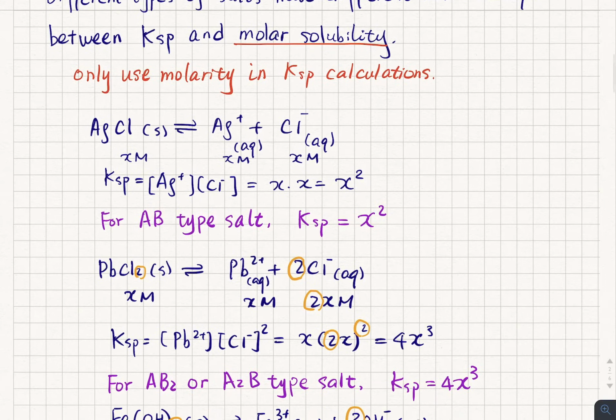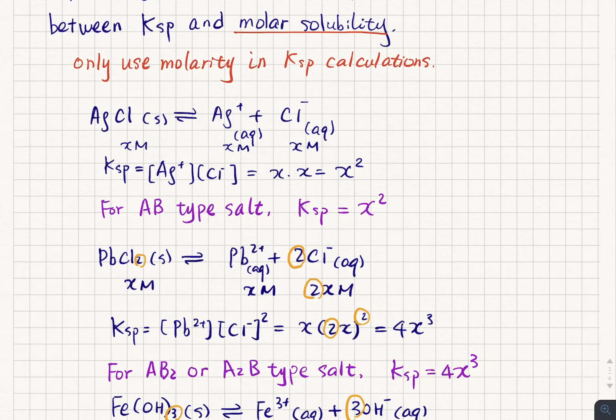In the case of silver chloride, because silver chloride dissociates into one silver ion and one chloride ion, you can see the Ksp equals the solubility to the power of 2. So it is true for any AB type salt: the Ksp equals solubility squared.